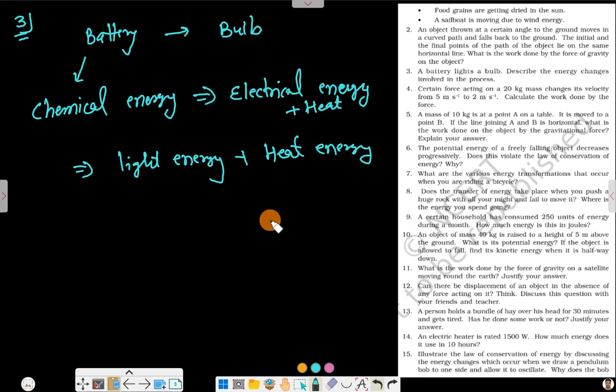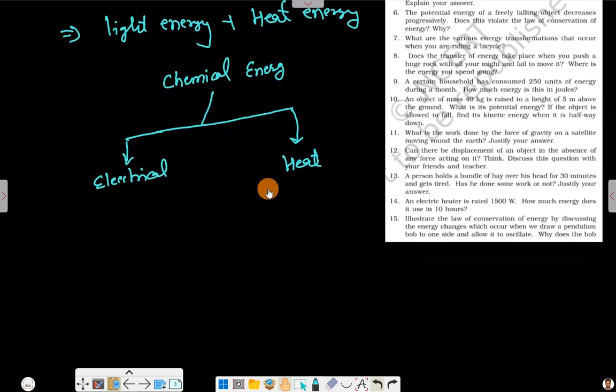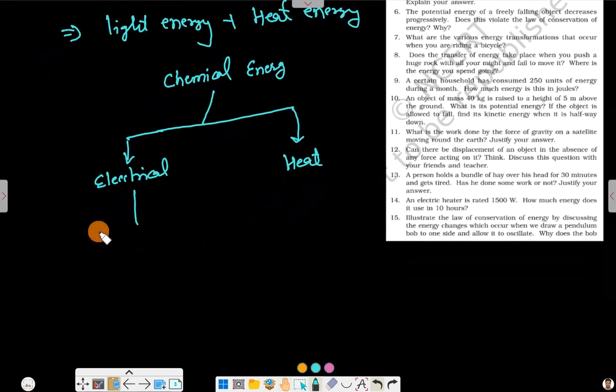So if we draw a block diagram, we can draw it like this. In the starting we have chemical energy. It gets converted into two parts: electrical energy plus heat energy. This heat energy gets lost. Now, taking this electrical energy, we convert it into two parts: light energy, which we can see, and again heat energy, as the bulb gets heated.